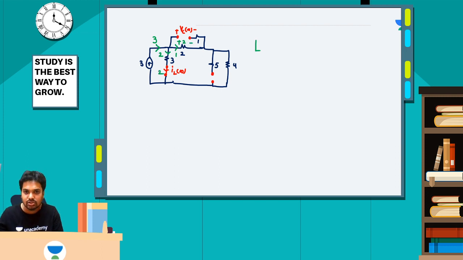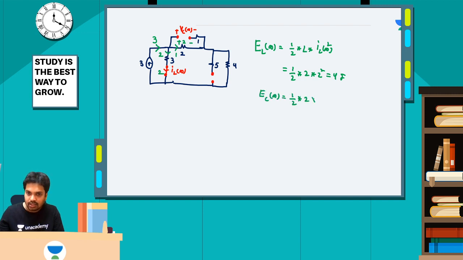What is the energy stored in the inductor? E_L of infinity is equal to half into L into I_L of infinity squared. That will give you 1 by 2 into L value 2, current 2 squared, so 4 joules. What is the energy stored by the capacitor? Half into C into V_C of infinity squared. Half into C, which is 2, and V_C of infinity is 2 squared, so 4 joules.